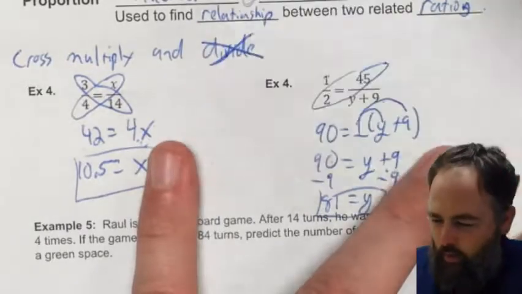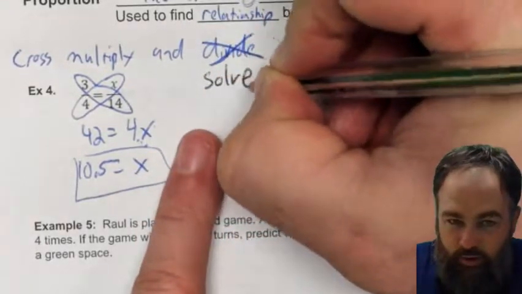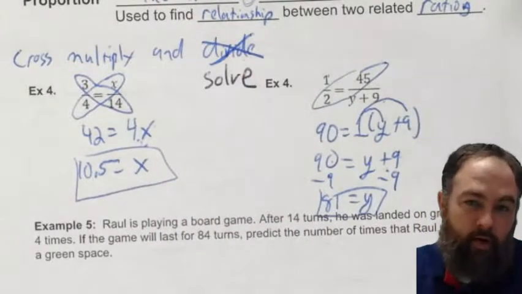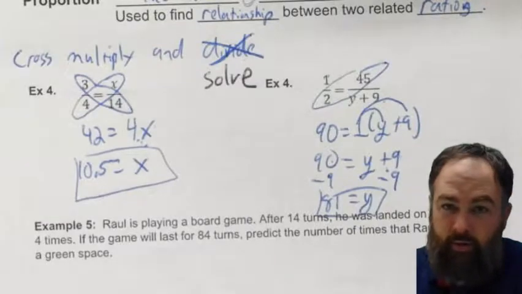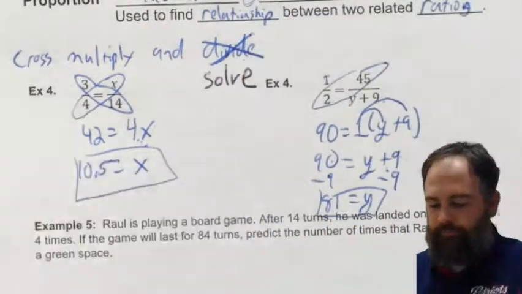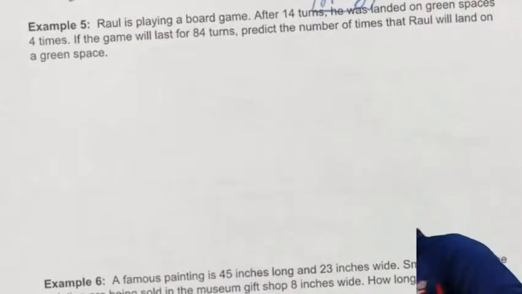See, this divide word shouldn't be there at all. It should actually be the word solve. Cross multiply and then do whatever is necessary to solve for the variable. So don't say cross multiply and divide. You'll hear me say over and over again cross multiply and solve. All right, let's go on to number 5.